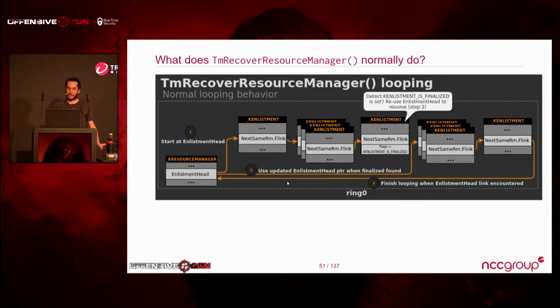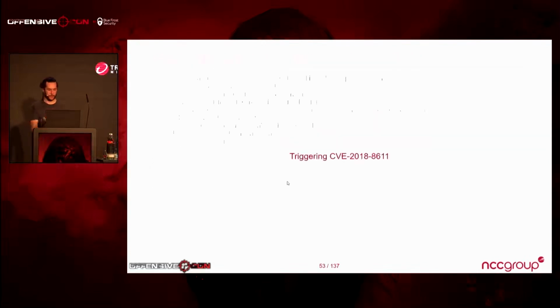So what happens is that the function is basically going over all these enlistments and is trying to make sure it notifies the enlistments that are not yet finalized, and detect if the enlistment is finalized, and they are failing to do so. So, okay, we have a better understanding of the vulnerability.